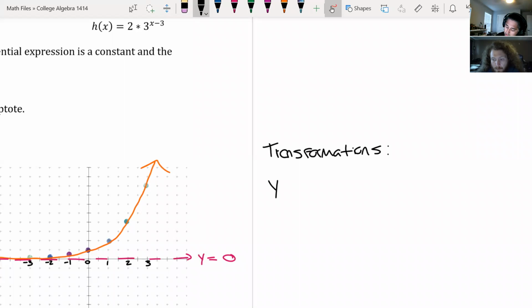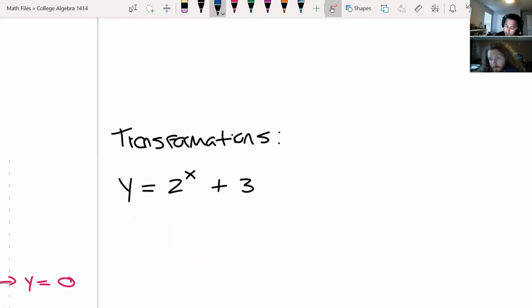Let's say I was given y equals 2 to the x plus 3. What type of transformation is that plus 3? Is that a vertical or horizontal transformation? Vertical. Good. So this would be a vertical shift up by 3 units. If it was a minus 3, it'd be a vertical shift down.